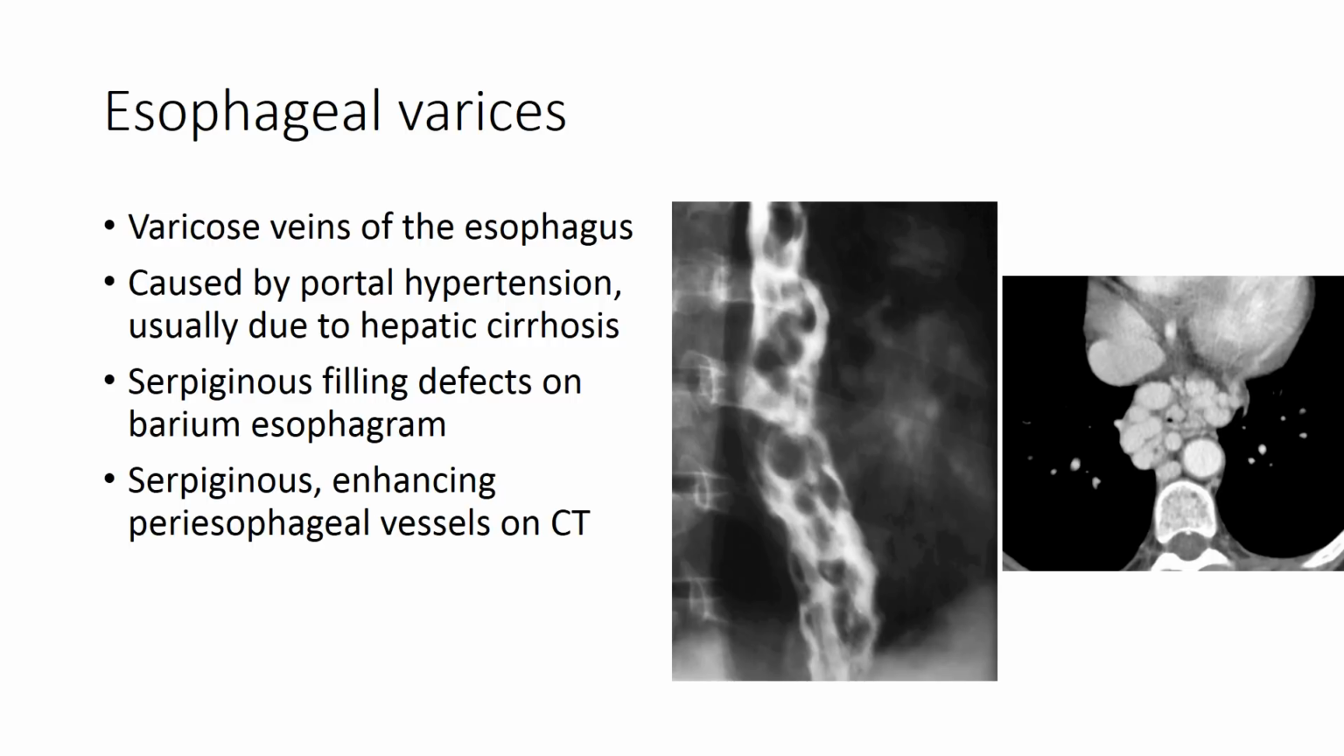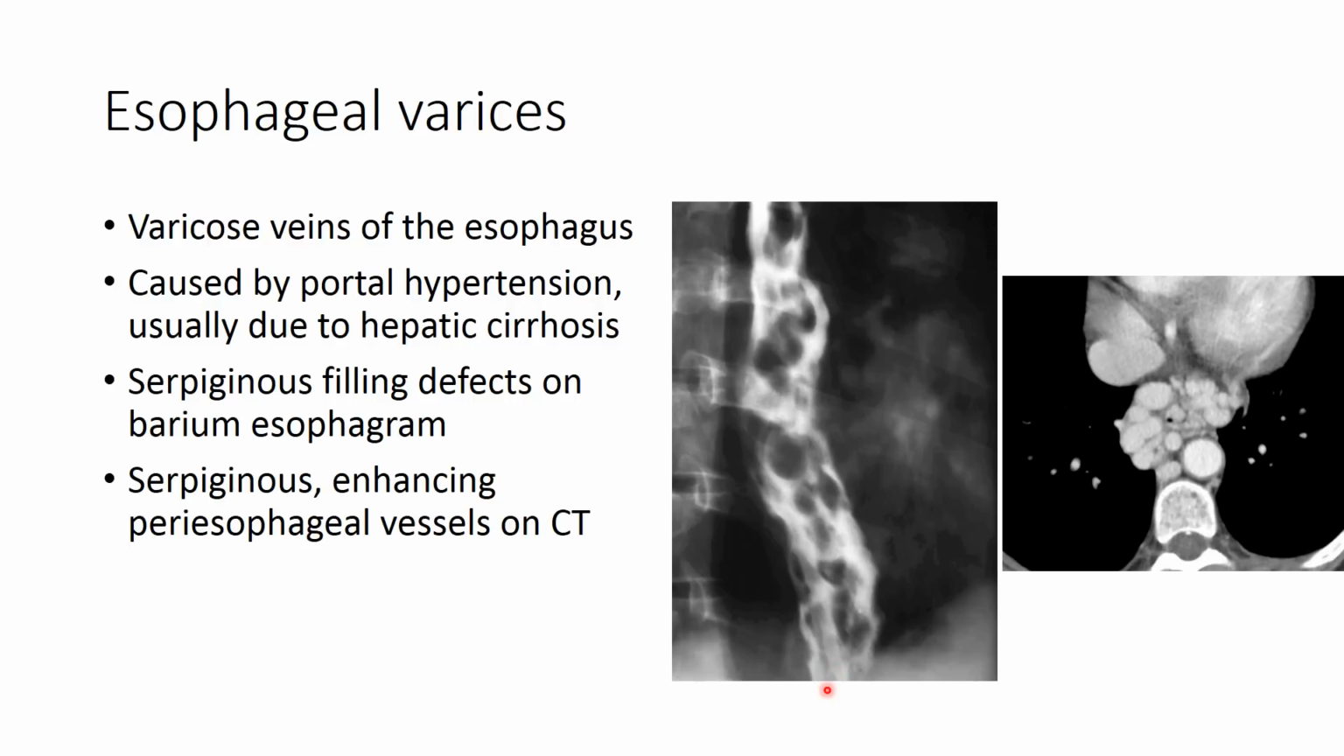Esophageal varices are just varicose veins of the esophagus, and they're usually caused by hepatic cirrhosis and portal hypertension. The blood, because it has a hard time going through the portovenous system in order to drain back into the heart, has to find an alternate pathway.